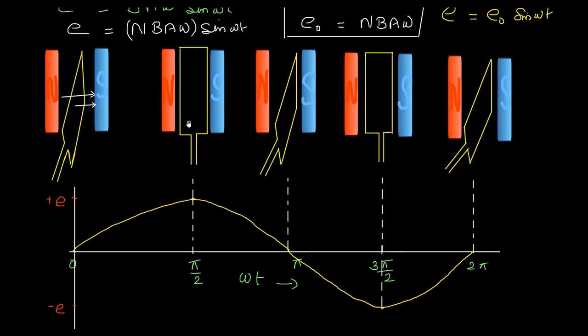Look at the second case. In this, the plane of the coil is parallel to the magnetic field, which means the area vector is perpendicular to the magnetic field, or the angle between area vector and magnetic field is 90 degrees. When omega t equal to 90 degrees, E equal to E0 sin 90. Sin 90 is maximum, so EMF is having the maximum value, which is equal to E0.